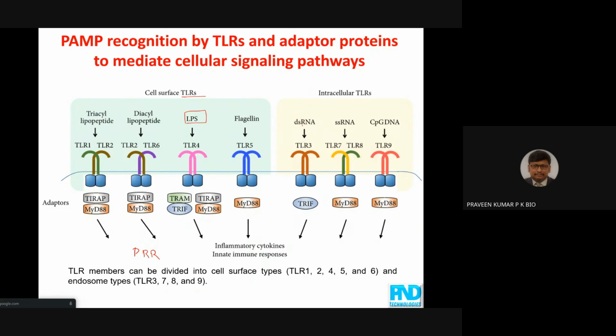And if you see double-stranded RNA kind of viruses, TLR3, and single-stranded RNA, TLR7 and TLR8. So these are the proteins we work with for our peptides, whatever screened peptides.